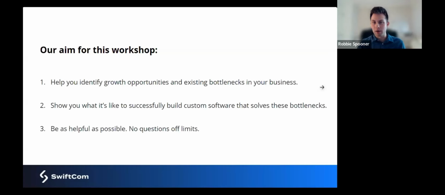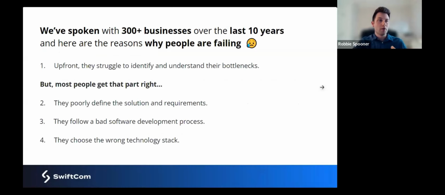Today's really just about sharing our experiences and insights we think you'd find helpful to avoid common pitfalls and failures we see, and all stuff that we've validated ourselves over the years that we've been doing this respectively. We've spoken with probably 300 plus businesses over the last 10 years about bottlenecks and building custom software solutions that are going to work in their business.